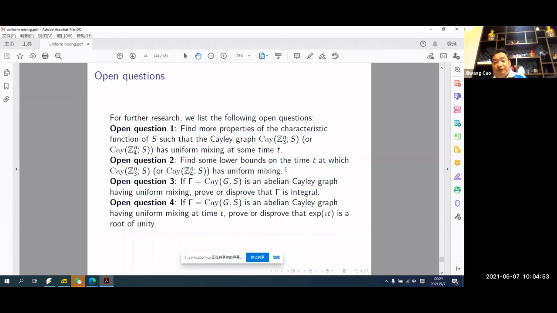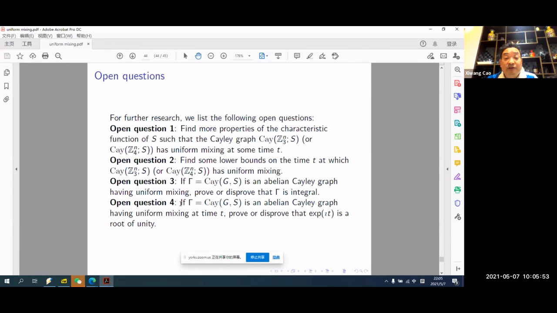There are many open questions. First one, find more properties of the connection set S such that the Cayley graph has uniform mixing at some time t. The second one, I want to find some lower bounds on the time t such that the Cayley graph has uniform mixing. Third, if an abelian Cayley graph has uniform mixing, I want to know whether the graph is integral. I remember maybe this is a conjecture raised by Godsil or someone else.